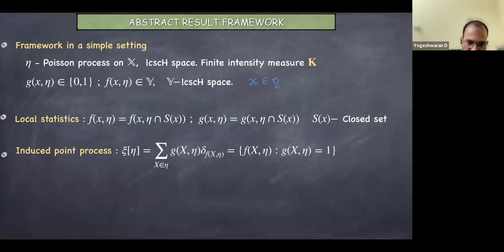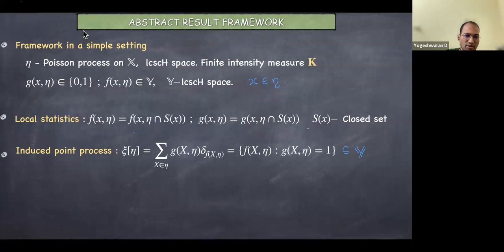Induced point process. Now, given eta, I look at all those accepted points, all the points that are accepted, and consider the values. So this is a new point process for me, a point process in Y. I look at all those accepted points and map them to Y with some other function. These are very generic functions; it can be anything. The only restriction, which doesn't seem much, is that it should depend on some closed set around X. The closed set can keep changing according to X. Around X, there is some closed set depending on which my function is determined. This is all I'm saying.